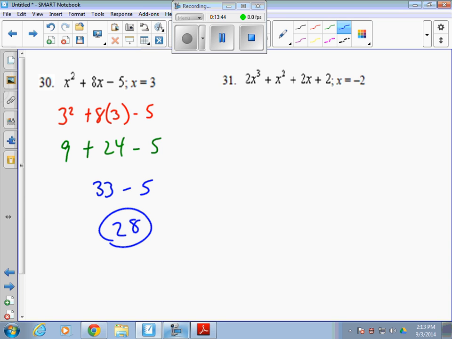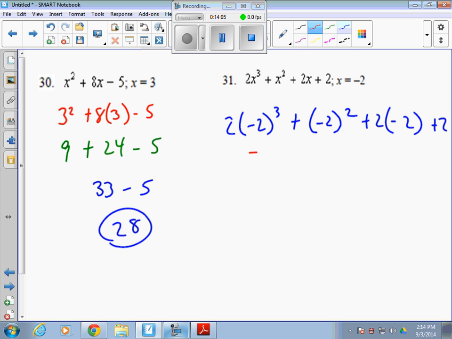2x cubed plus x squared plus 2x plus 2 when x's value is negative 2. 2 times negative 2 cubed plus negative 2 squared plus 2 times negative 2 plus 2. Just plug them all in. Do your exponents first. Negative 2 cubed is going to be negative 2 times negative 2, positive 4, times one more negative 2 is negative 8. That times 2. Negative 2 squared is negative 2 times negative 2, so it's going to be a positive 4. 2 times negative 2 is going to be minus 4 and plus 2.